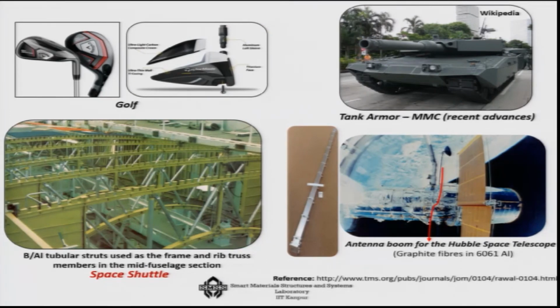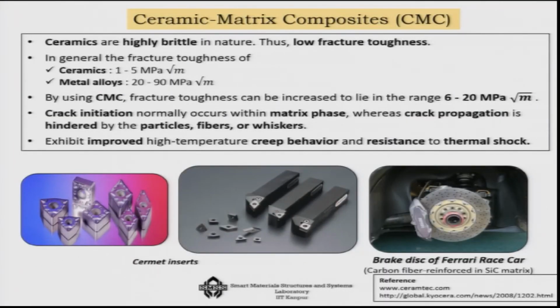Where can we use it? Well, golf balls, sports applications, one of the fantastic applications is metal matrix composite. Tank armors are made of metal matrix composites, as are space shuttles or other tubular struts. The antenna boom of the Hubble Space Telescope is made of metal matrix composite. So, quite a few high end applications.